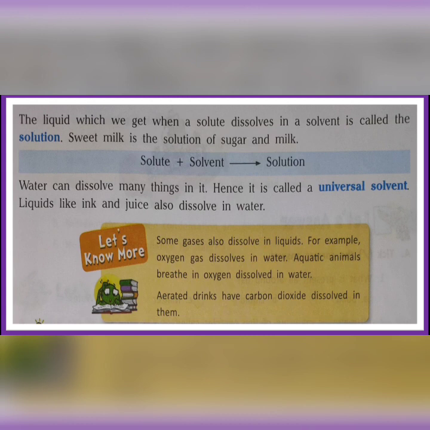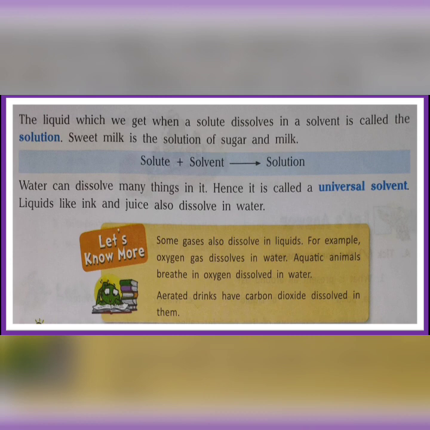Water is called a universal solvent because water can dissolve many things in it. And some gases also dissolve in liquids. For example, oxygen gas dissolves in water. That's why aquatic animals breathe in oxygen dissolved in water.